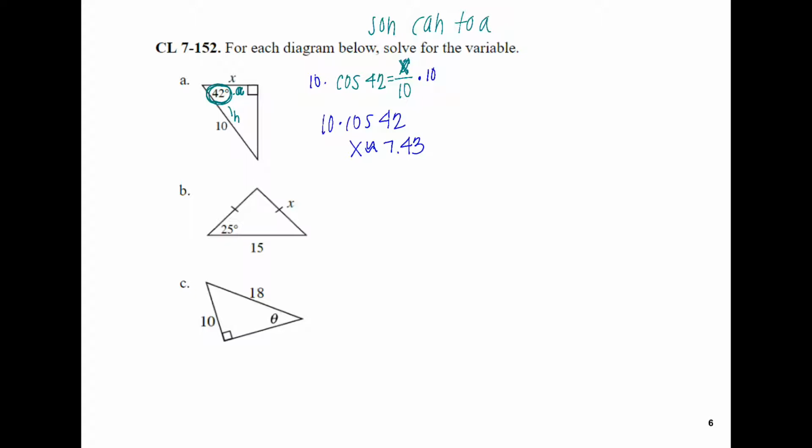Looking at my next triangle, I know that I have an isosceles triangle, 25 and 25, because my base angles would be the same. So when I subtract that 50 from 180, I know that my upper angle is 130 degrees. I can then use my law of sines, so I can set up a proportion and put 15 over the sine of 130 degrees and set that equal to the sine of 25 degrees over x.